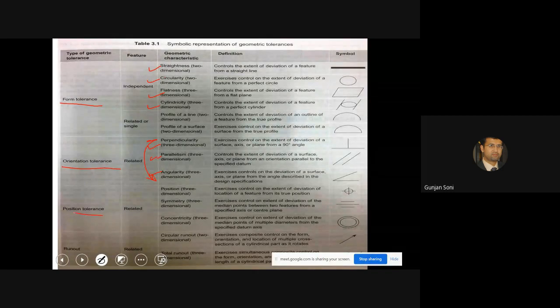And then you have position tolerance, where you talk about concentricity, symmetry, and any other position which may not be symmetrical. So we say that as a position. Again, you can say concentricity is a special case of position. And then runout, where there is a circular runout and a total runout.